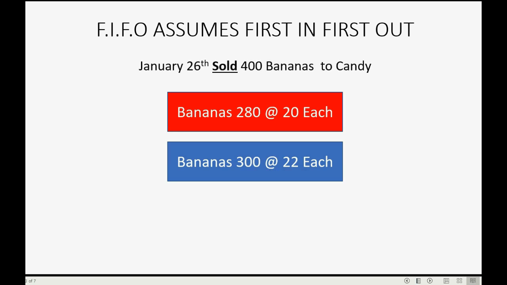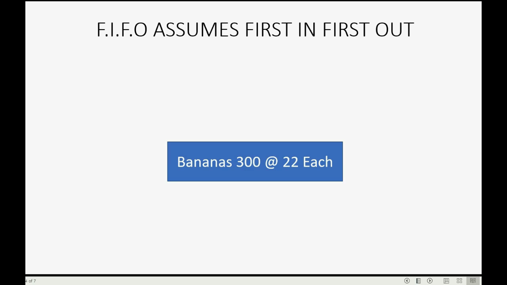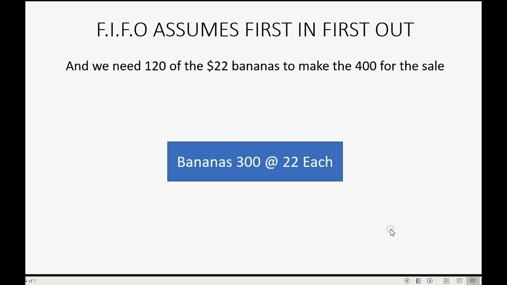Now here's where it gets interesting. On January 26th, we sold for cash 400 bananas to Candy. Now if we sold 400 bananas, which ones did we sell? Remember, red was first, so that means we sold more than the 280. That means we sold all of the 280 at $20 each. That went out as part of this sale. But you see, we didn't sell 280, we sold 400. That means we need to take another 120 bananas from the bunch that we bought for $22 each.